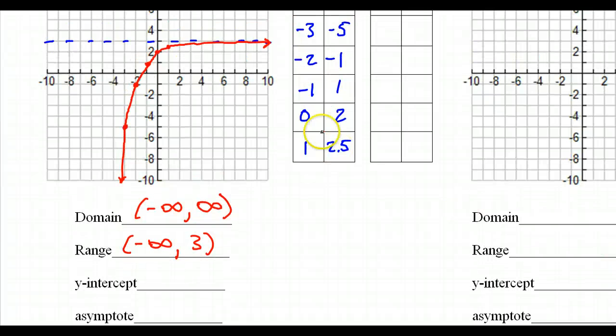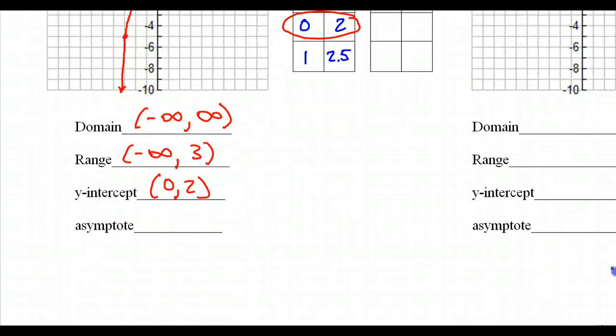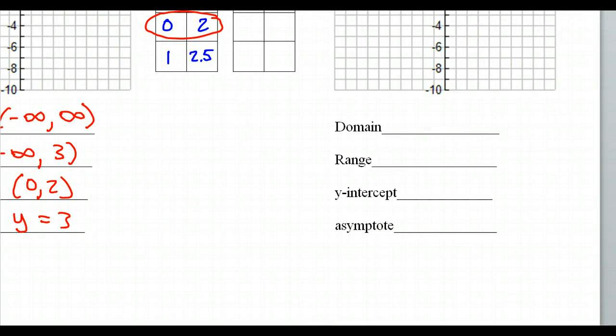The y-intercept. Y-intercept is always going to be 0, comma something. So there it is, 0, comma 2. The asymptote. We knew from the beginning that the asymptote would be y equals 3. Please do not just put 3. It has to be y equals 3. Okay, that is how you do that.